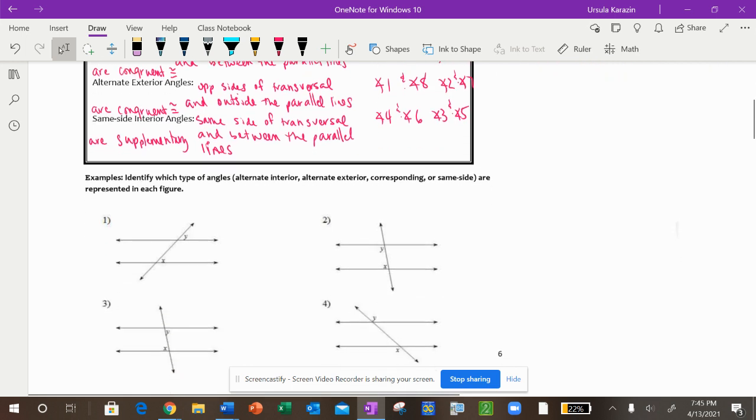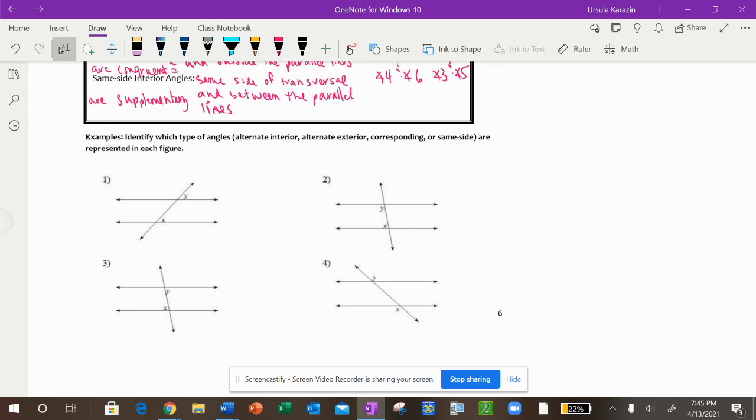Make sure you have all of this in your notes, because next week on Monday, I'm going to be checking your notes. And let's see what kind of questions you're going to be asked.